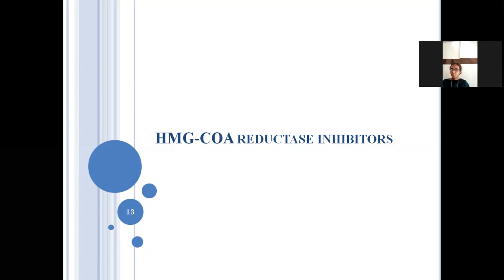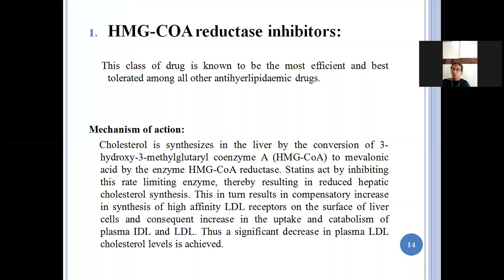So next one is HMG-CoA reductase inhibitors. Let's see what it is. This is the class of drugs known to be the most efficient and best tolerated among all other anti-hyperlipidemic drugs. So when we compare other anti-hyperlipidemic drugs, which is the best one? That is the HMG-CoA reductase inhibitors.